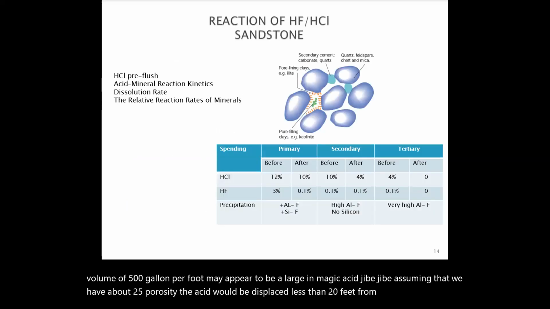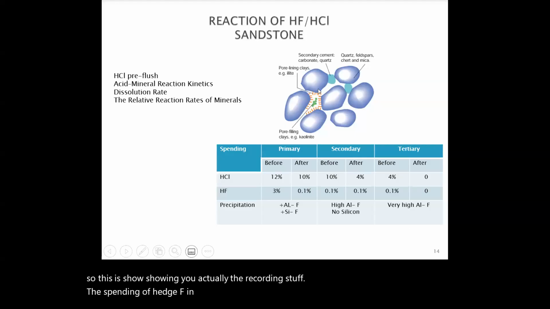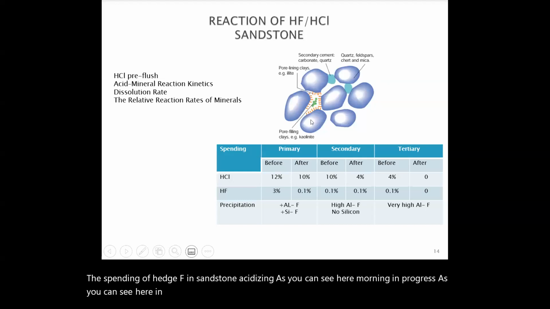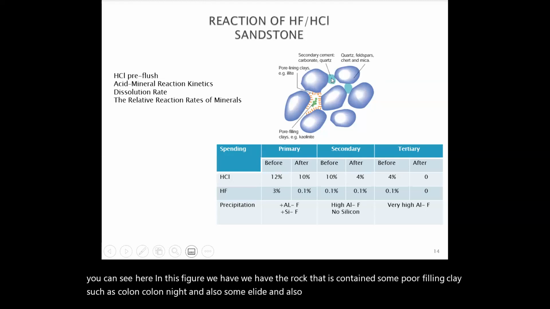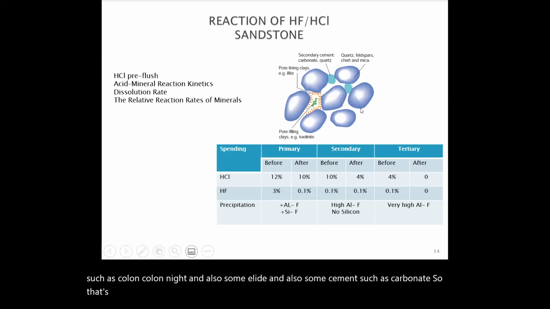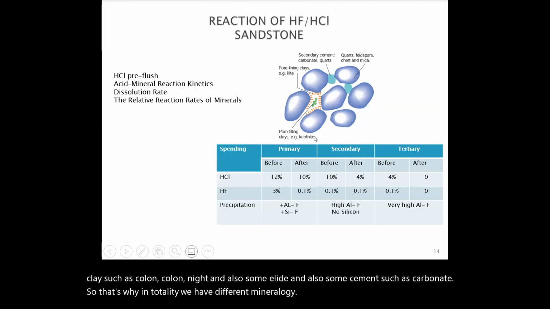This is showing you, as you can see in this figure, a rock that contains some pore-filling clay, such as kaolinite and also some illite, and also some cement, such as carbonate. So in totality we have different mineralogies, and that's why in this case we use HF.